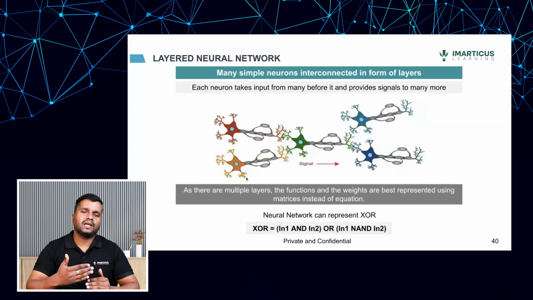So here we have multiple layers of neurons which keep on passing information from one place to another. As in a layered neural network as well, we require multiple layers, and the functions and weights are best represented using matrices instead of equations. A neural network can represent the XOR gate, for example, using line 1 and line 2, or line 1 NAND line 2, which can separate out the data based on line 1 and line 2, and also when line 1 and line 2 are not there.